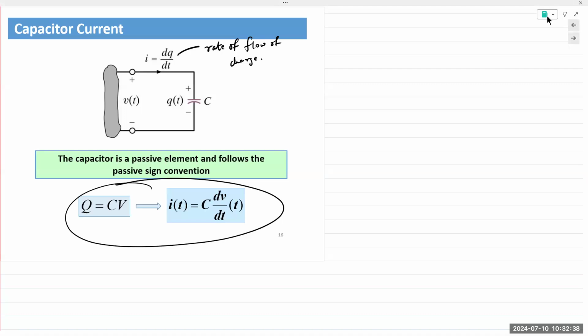And a capacitor is a passive element like resistors and inductors. And so it follows the passive reference configuration or the passive sign convention. Point of entry of the current is always plus, point of exit is minus. And conversely, if you have a voltage plus, then current is going from high to low, meaning flowing from plus to minus.